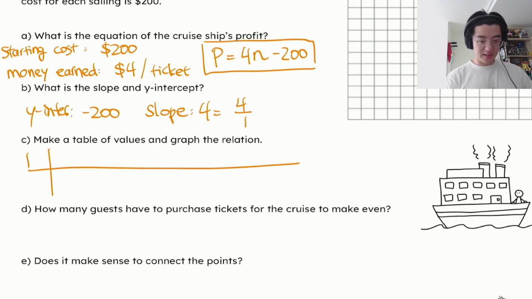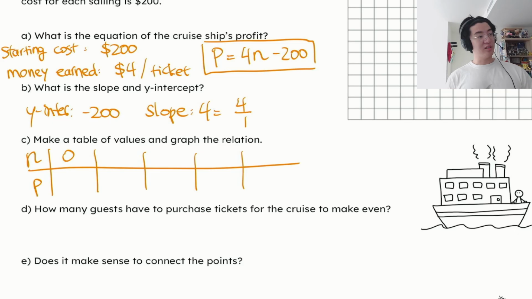And now we can make a table for this, right? So what number do we start with? Very important here, we actually start with 0. There's no negative numbers here because we're selling at least 0 tickets. We cannot sell -1 tickets. So we have to start at 0. So if n is 0, the profit will be -200. This is when we sell no tickets, but it costs us $200 to start the ship.